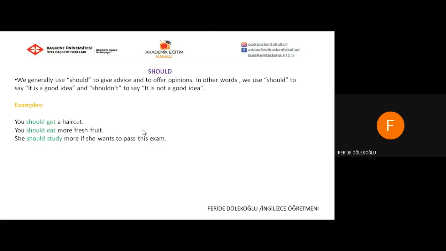These are the positive sentences with should. Let's continue with the negative one. They shouldn't be here. Your job is great. You shouldn't change it. That means it's not a good idea to change your job. Okay? Don't forget, we use should to talk about what is the best thing to do in a situation.